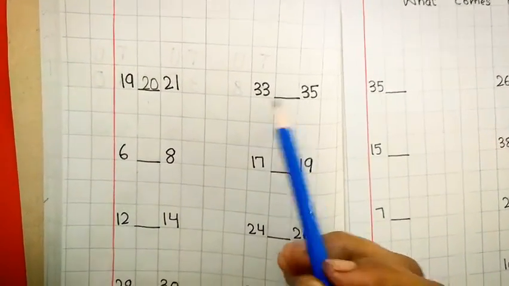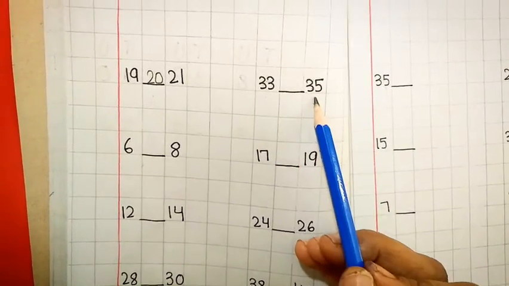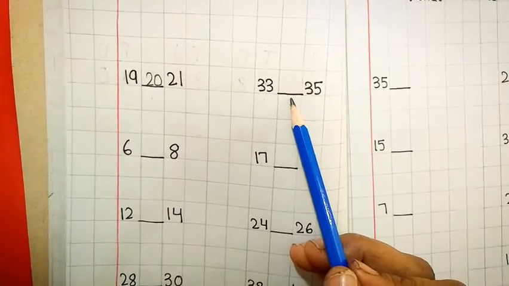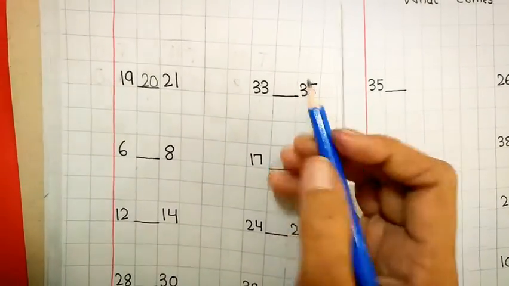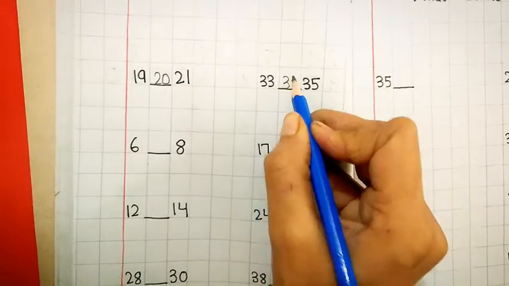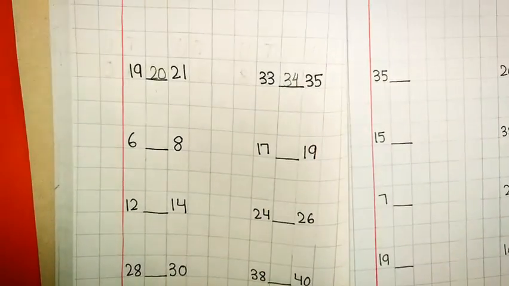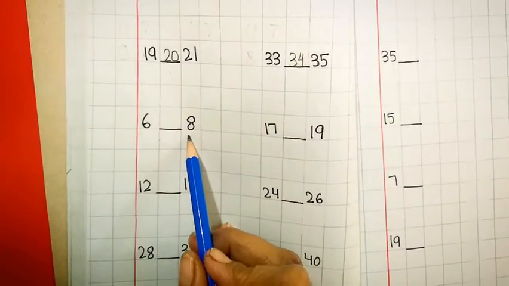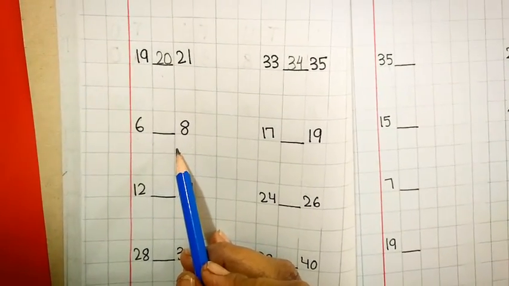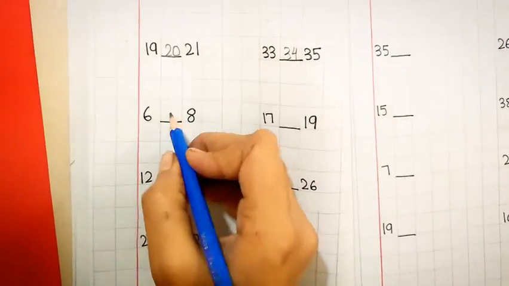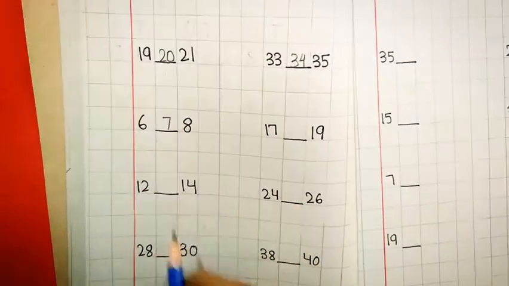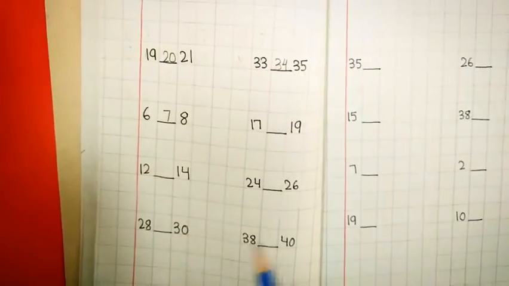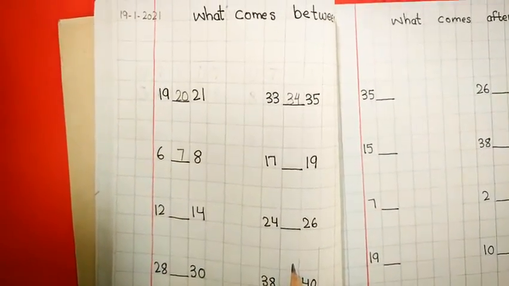Here are other numbers. Number 33. Number 35. What comes between these numbers? Number 34. Good. Here is number 6. Number 8. What comes in between? 7 comes in between these numbers. Complete the rest of the page with the help of your parents.